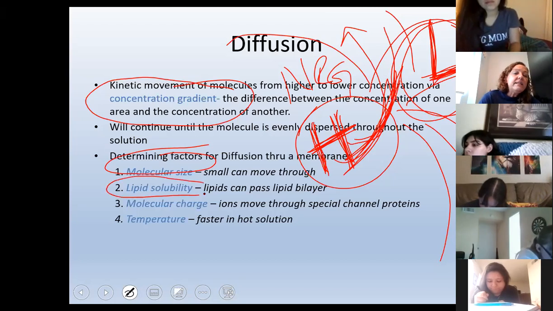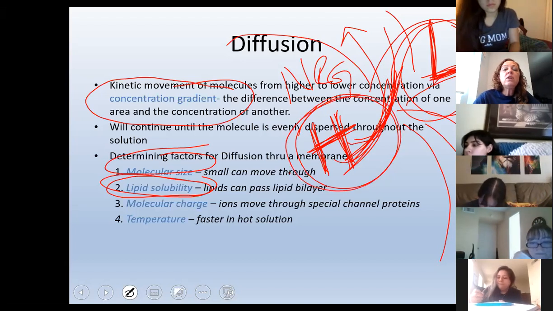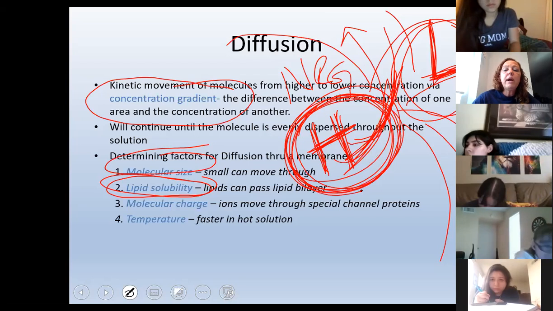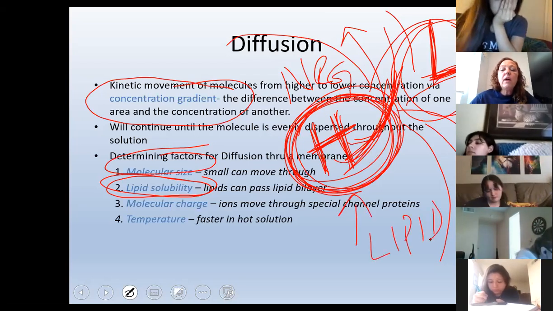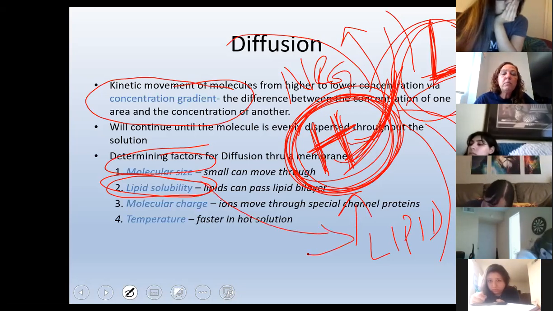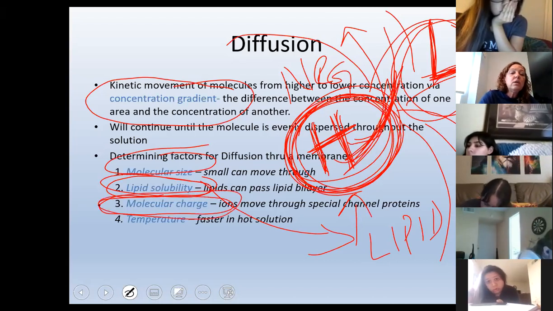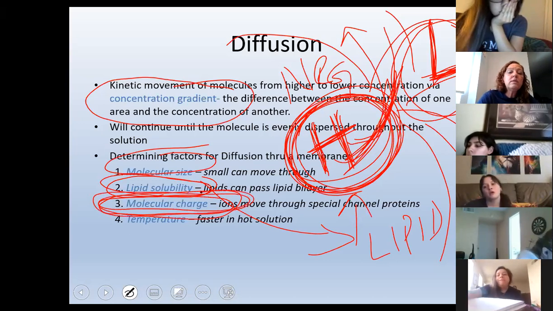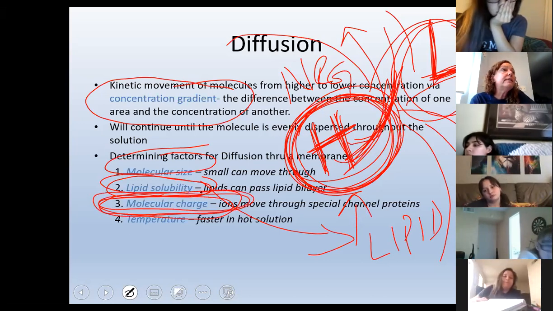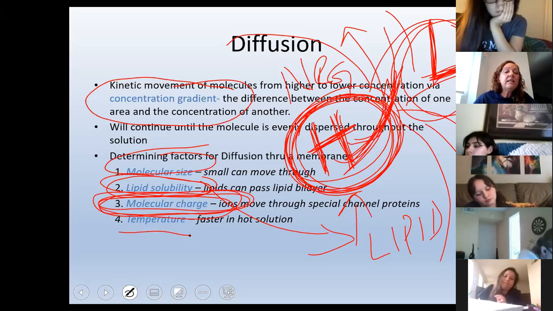Are they made of fat? Fat passes through fat with no issue. Remember, if this is our cell, this is our cell membrane. Our cell membrane is lipid, phospholipid. Fat moves easily through fat. We're going to look at what is the charge. Certain molecules, ions, are going to move much easier. And then finally, the temperature.